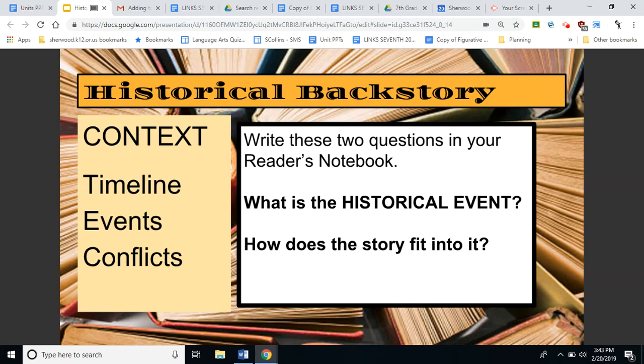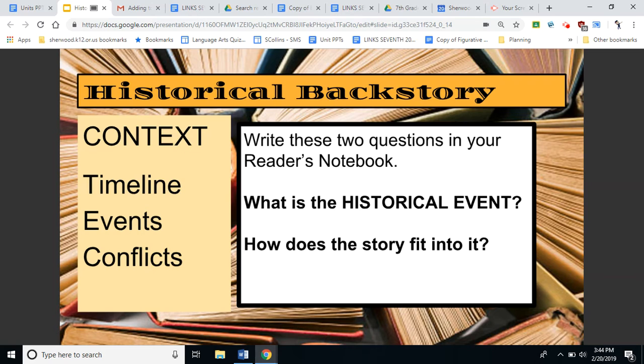Here are 2 more questions to add to your reader's notebook. So now that you have it open and you've made sure you have questions 1 and 2, here are questions 3 and 4. What is the historical event? Before we were asking, what's going on in the story? So when I was reading Patrol, what's going on in the story? Well, he's in the jungle firing at an enemy. But when I ask, what is the historical event? He's a U.S. soldier fighting in the Vietnam War. See the difference? So you do want to know what your historical event is, and you want to know what it is specifically to your book.